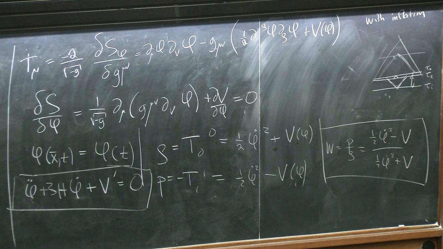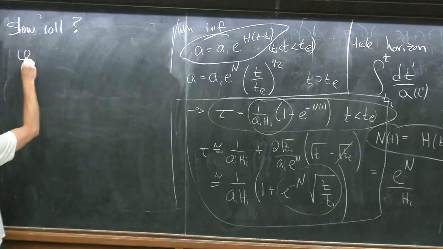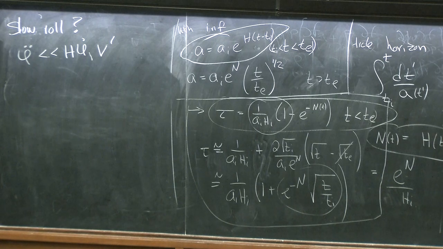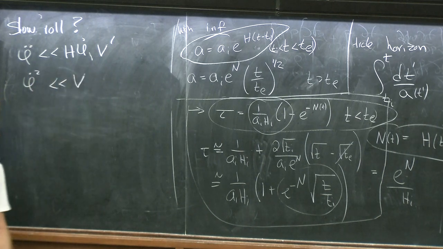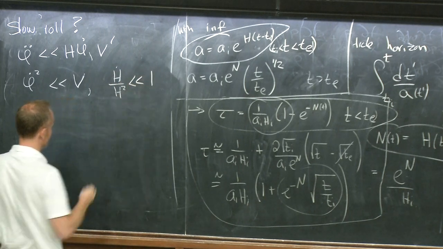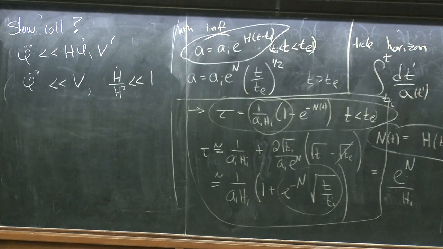All right. Good. So now let's see if it's possible to make w close to minus 1. So is it possible for phi dot squared to be small? What do we want? We want to be able to ignore the acceleration term, because in an overdamped oscillator, you don't accelerate. And we want to be able to ignore the kinetic energy. And we also want H dot over H squared to be much less than 1. I already mentioned this. This is really the condition that we need. This is the condition that says that H is changing very slowly during inflation. So we want all those things.